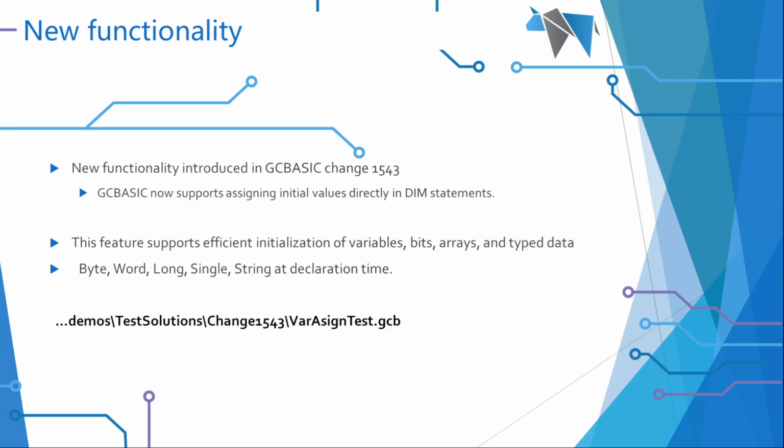We now support assigning initial values in the dimension statement, a bit like other languages, a bit like C. I was doing some very heavy coding in November, December timeframe, and I got a bit tired, and I thought, why don't I just implement it? And then Angel finished it off. So this now supports efficient initialization of variables like bits, arrays, and data types, words, longs and singles, and strings at declaration time. So you dimension it, and then you can assign it at the same time. If you want to see this code, it's change 1543 in the test solutions folder.